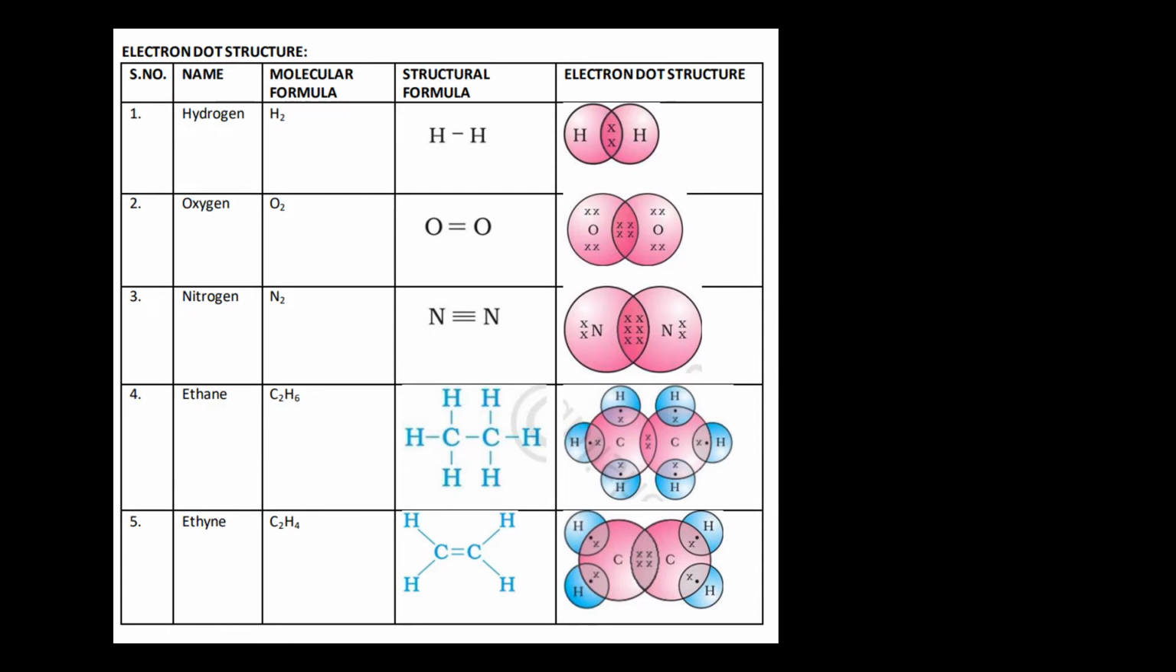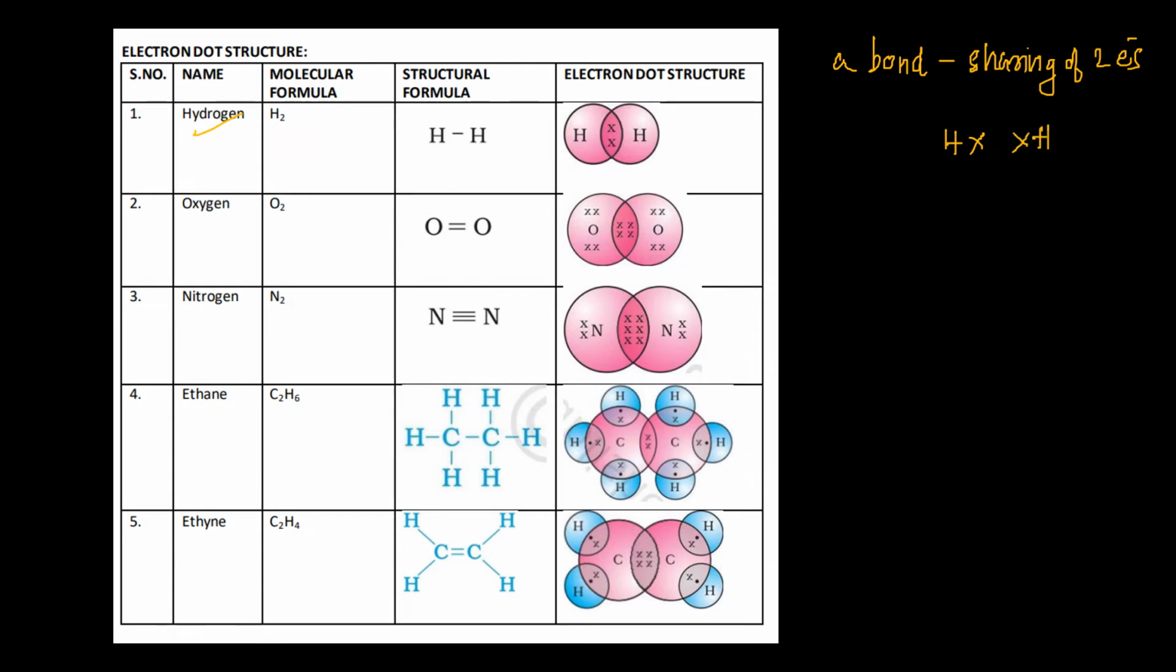For example, hydrogen. You know the structural formula of hydrogen is this one. A bond is formed by sharing of two electrons. So here, the hydrogen atom, you know the atomic number of hydrogen is 1.